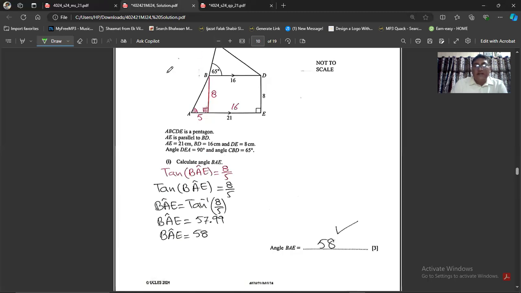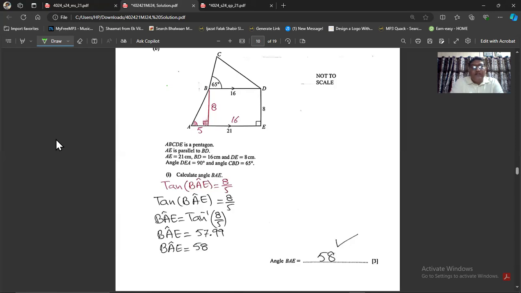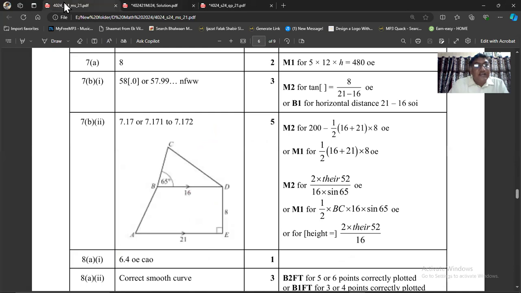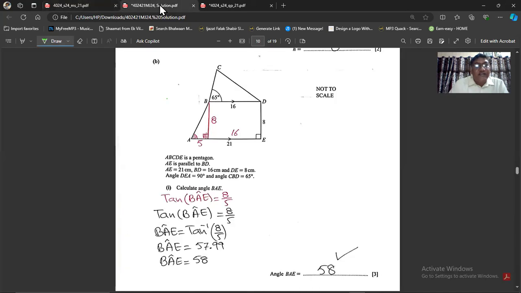So you can see here, tan BAE will be equal to perpendicular by base, so tan BAE will be equal to 8 by 5. So BAE will be equal to tan inverse of 8 by 5. When you enter this in your calculator, shift tan, bracket start 8 divided by 5 bracket close equals, that will be 57.99. So approximately this is going to be 58 degrees. So that angle is 58 degrees. So our answer is right, sir.